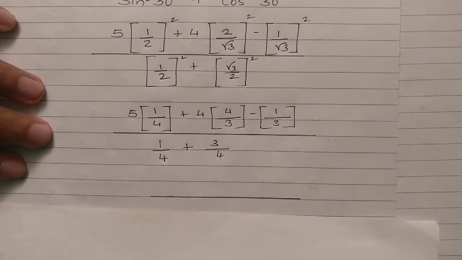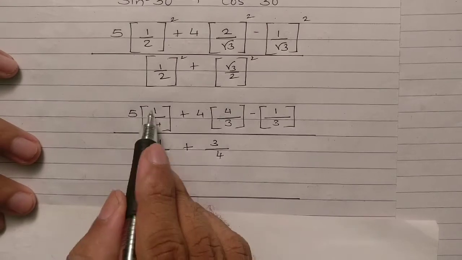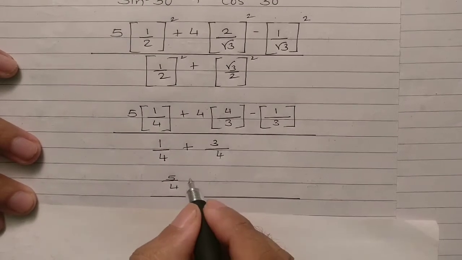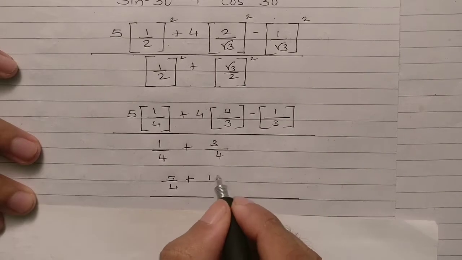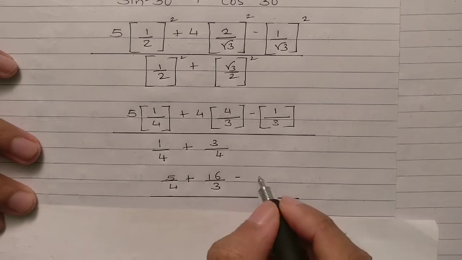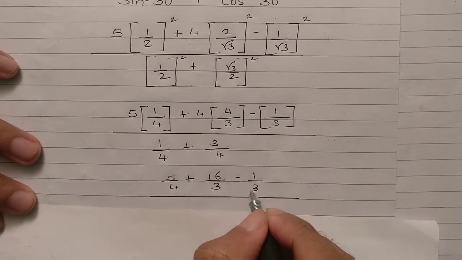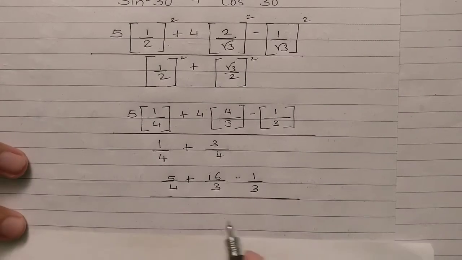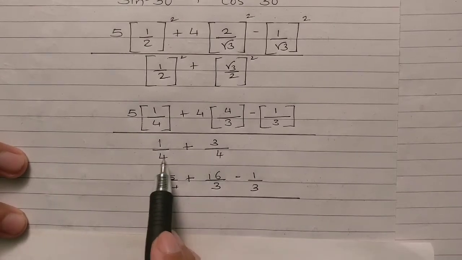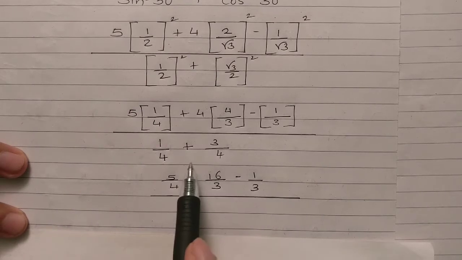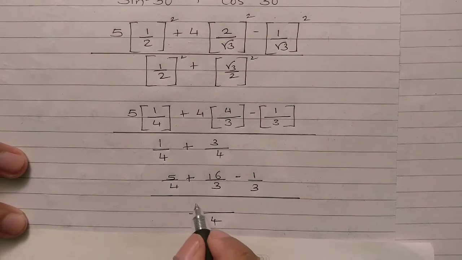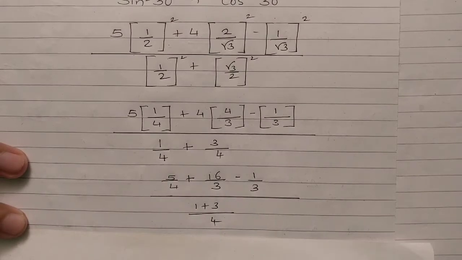Okay, now open the bracket. This will become 5 ones are 5, 5 upon 4, plus 4 fours are 16 upon 3, minus 1 upon 3. Similarly over here, now whenever you have same denominators, all you have to do is write them once, and you can write the numerator 1 plus 3 over here.